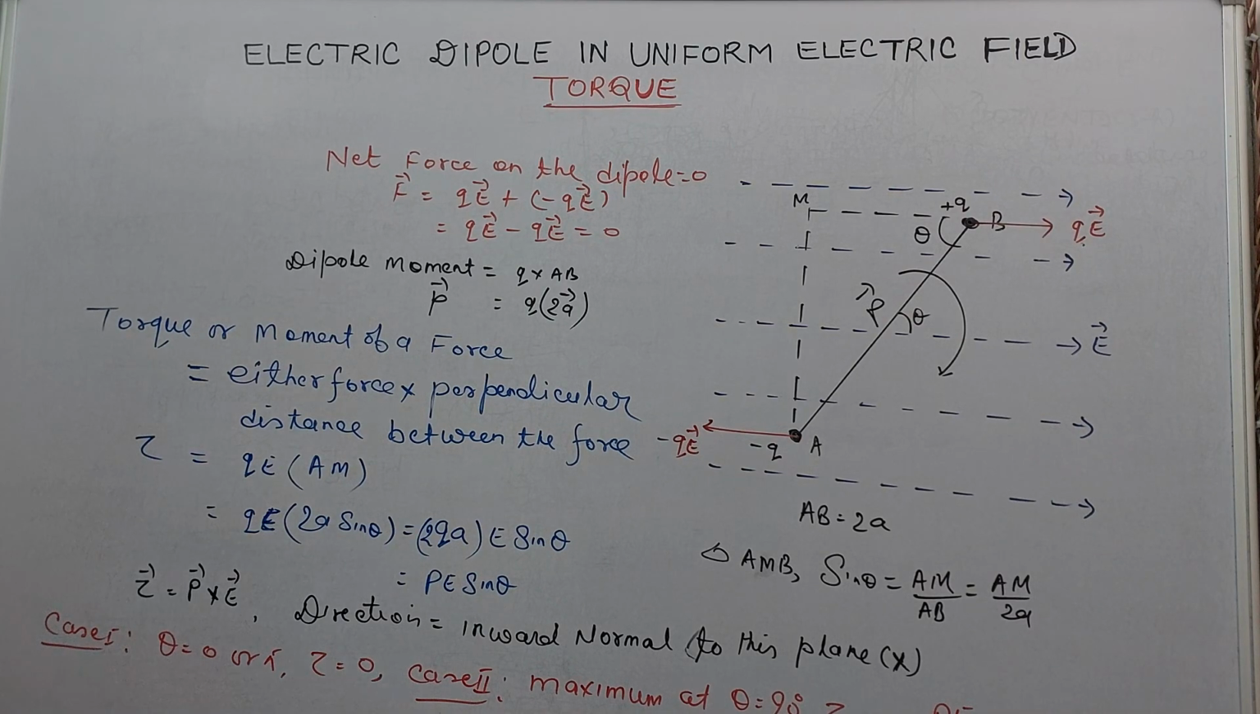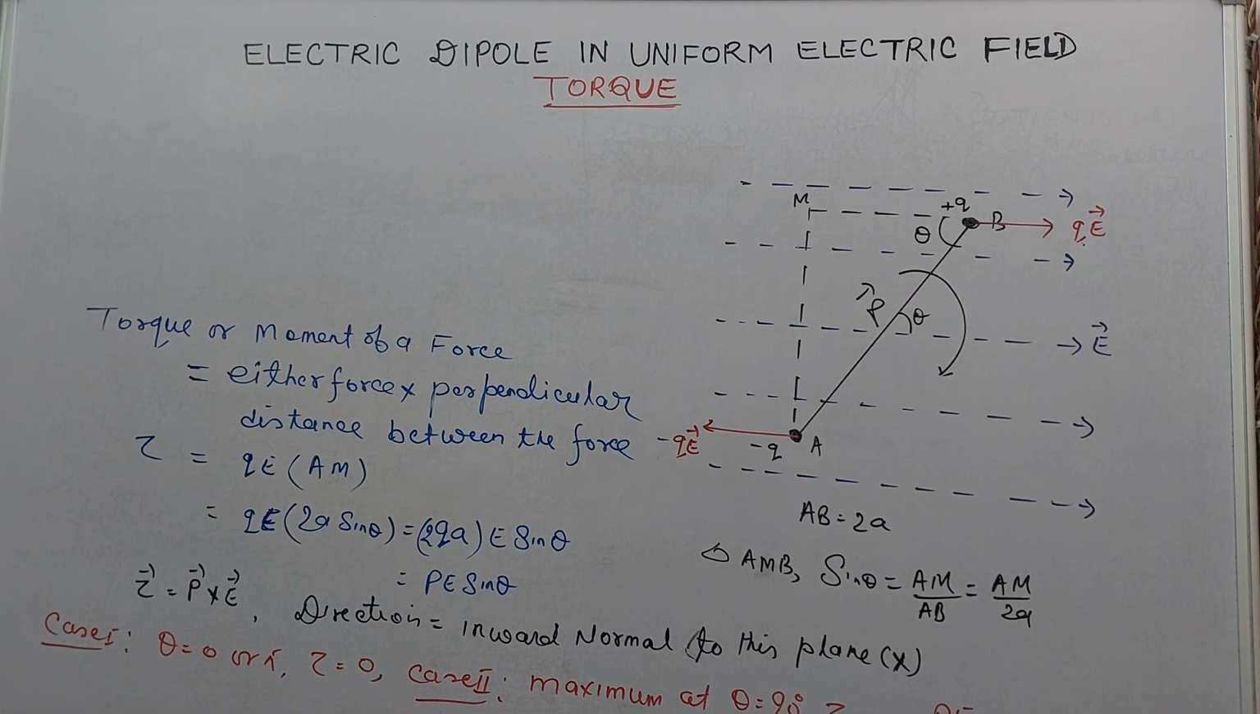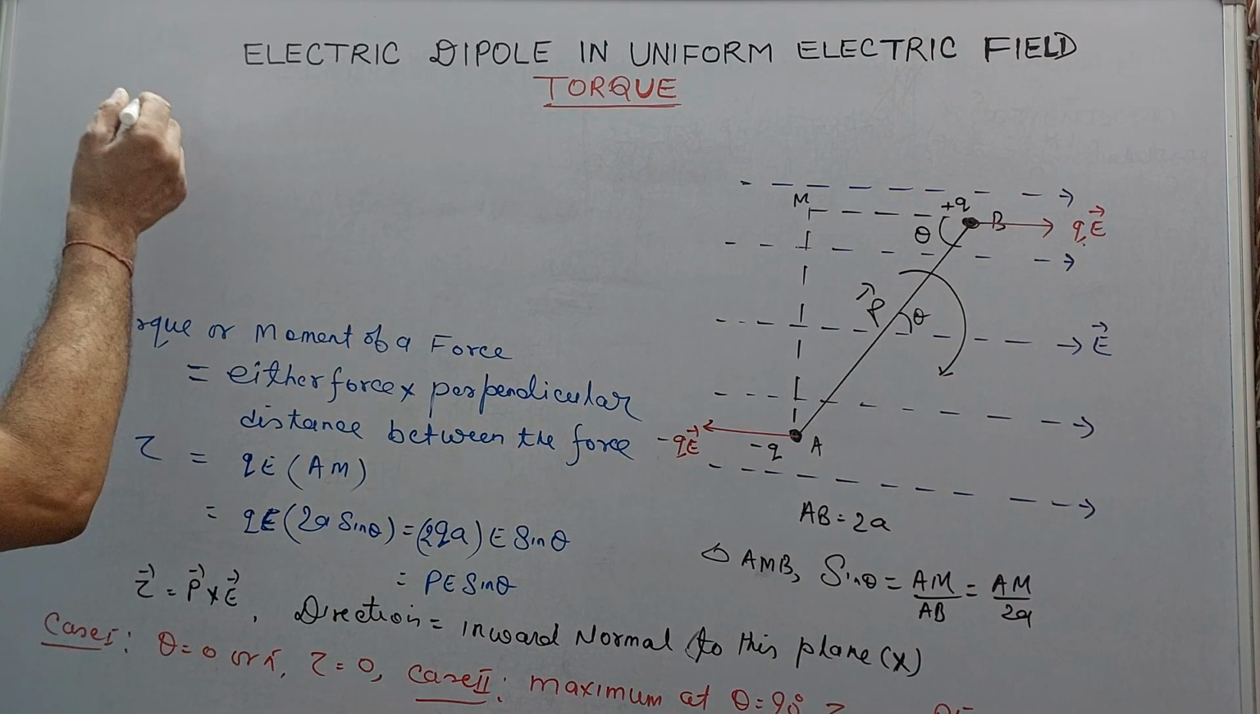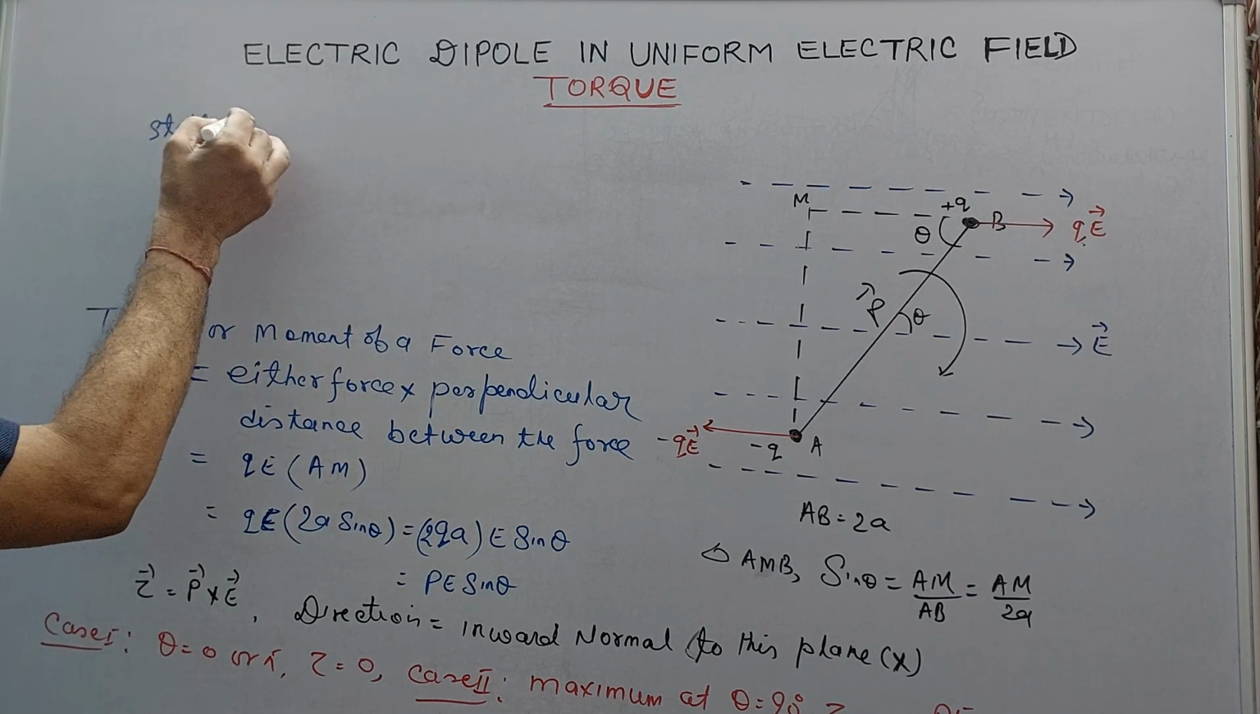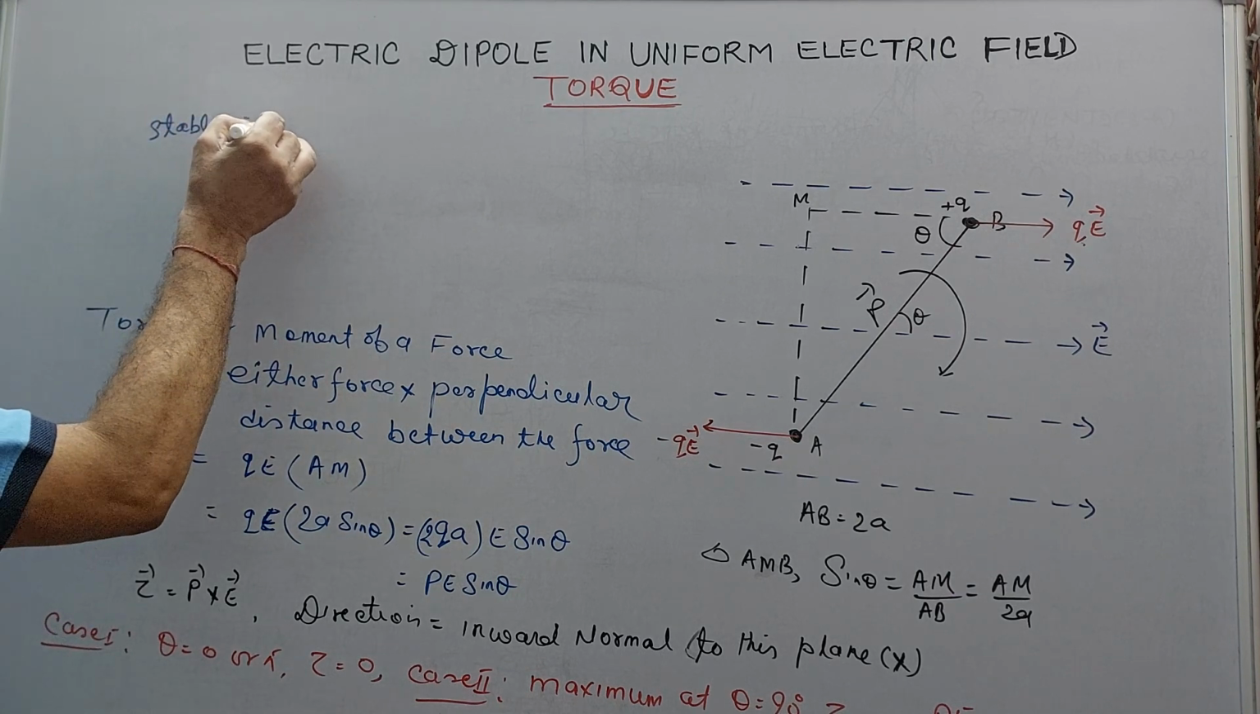And one important thing: there are two positions. One is a stable equilibrium and the other is an unstable equilibrium. If I discuss it for a stable equilibrium and unstable equilibrium, then it would be, now, in a stable equilibrium. Stable equilibrium of the dipole.